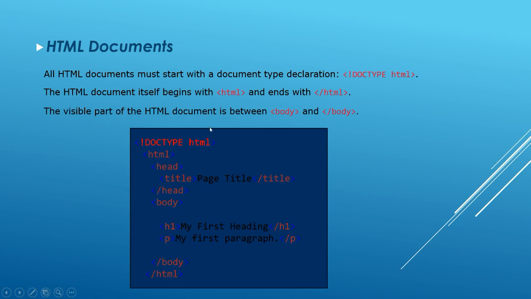So the visible part means the part that is visible in the web page is called the body. This is the starting tag of the body, this is the ending tag. Head means what? It's the invisible part. We can't see it in the website, in the output, but in the input we can see this head. So this is the start tag, this is the end tag. Now let's go to the next slide.